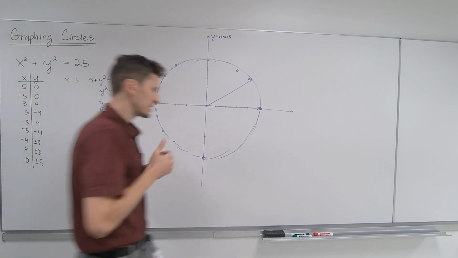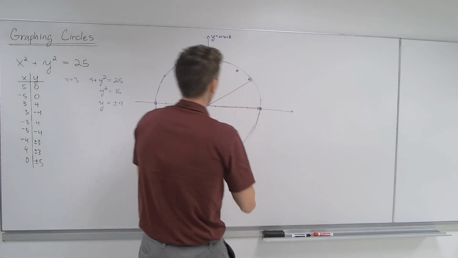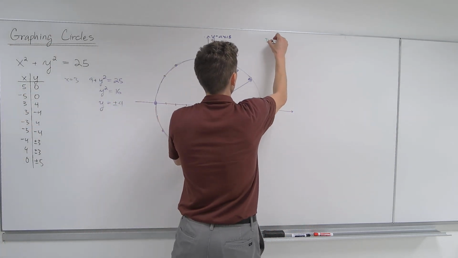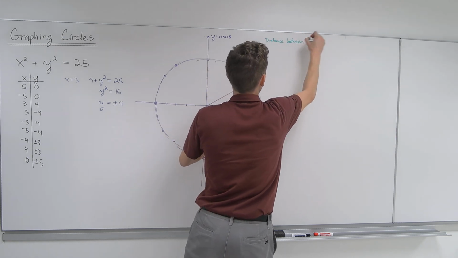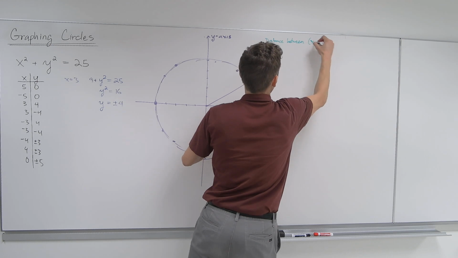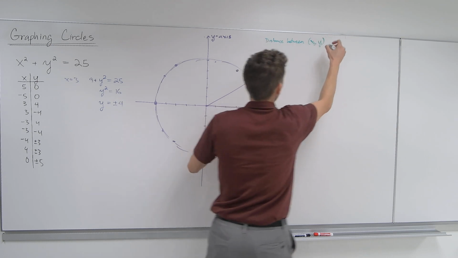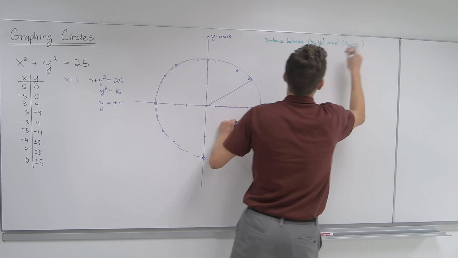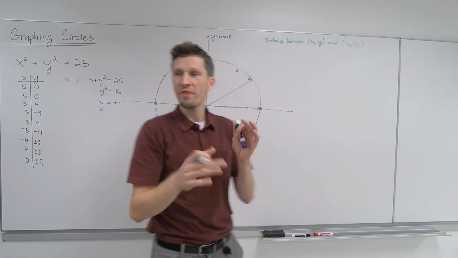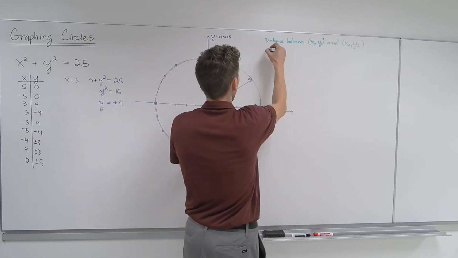So the distance formula, really quickly, is the distance between 2 points, let's call them x1, y1, and x2, y2. What's the distance? Remember, we talked about this. It's an application of the Pythagorean theorem.